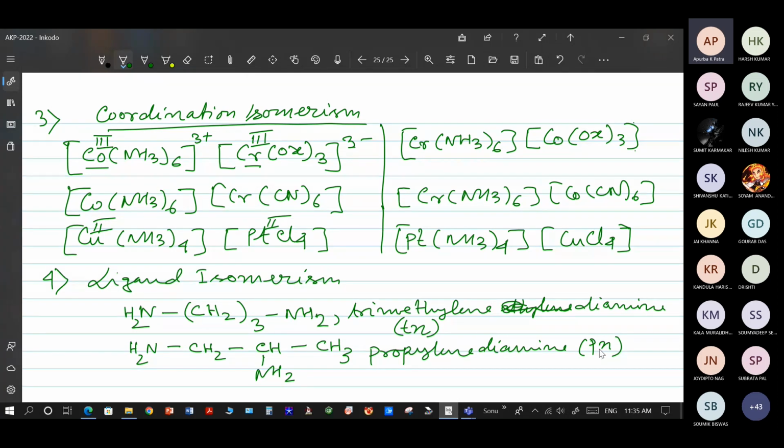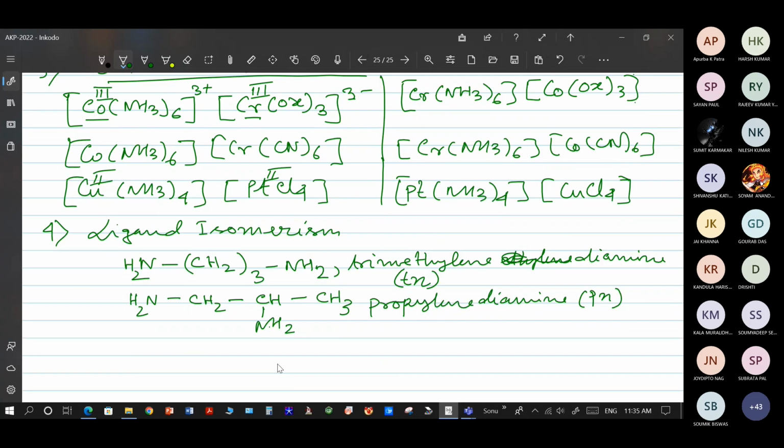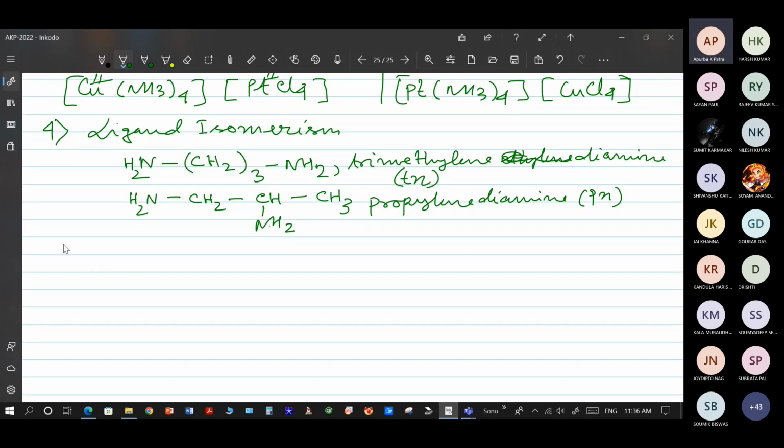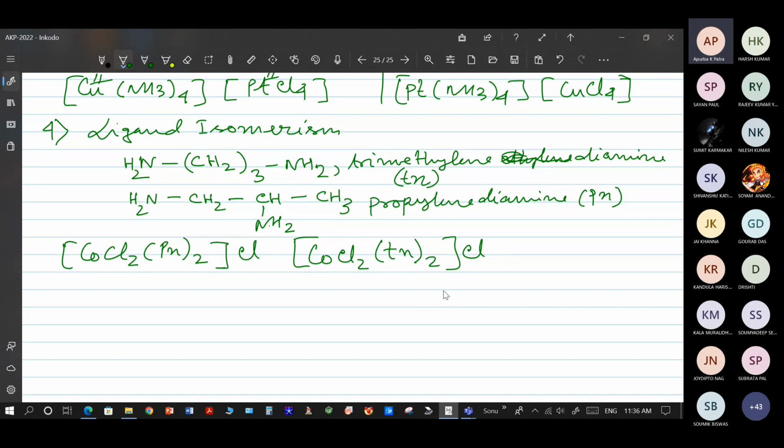Now, if you can make the two complexes, like cobalt Cl2 (pn)2 and then one chloride will be outside, and in the other compound, these are the isomers, cobalt Cl2, instead of pn it will be (tn)2 and Cl. So that means there is no change; due to the ionizations, AgCl precipitation will take place in both cases.